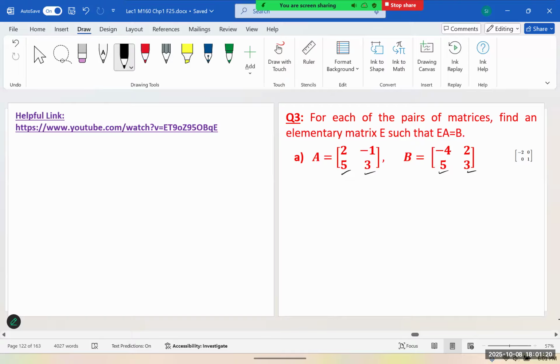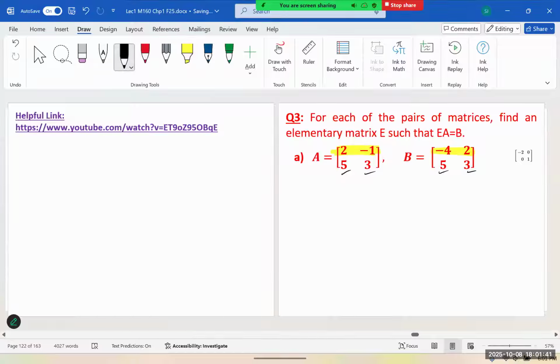So our second row, 5, 3, is the same in both A and B. Our first row in A and B, they are different. A has first row 2, negative 1. B has first row negative 4, 2. So that means we are only comparing our row 1 in A with row 1 in B.